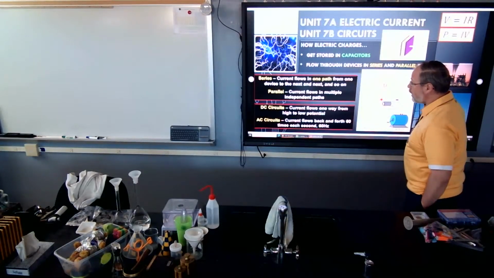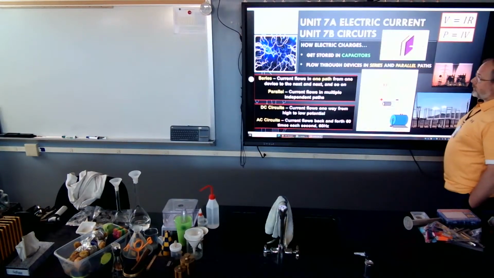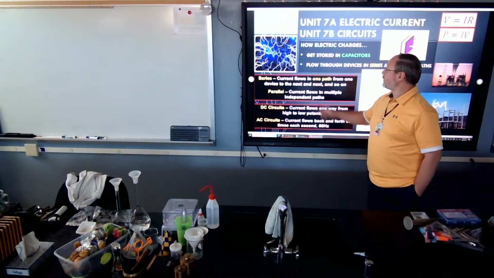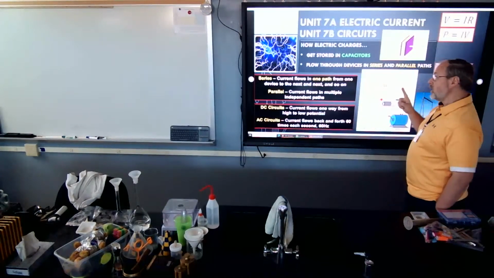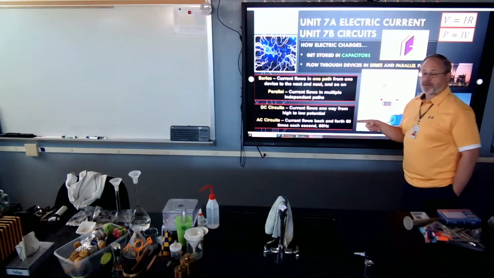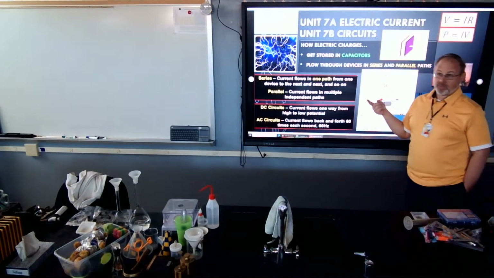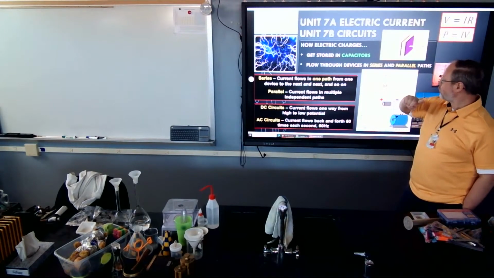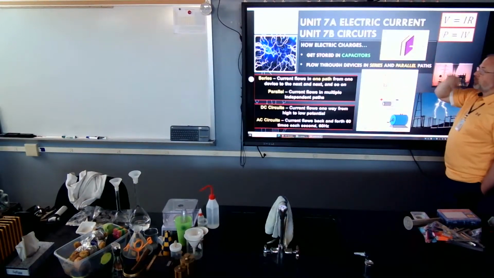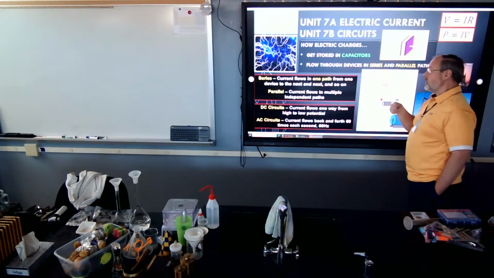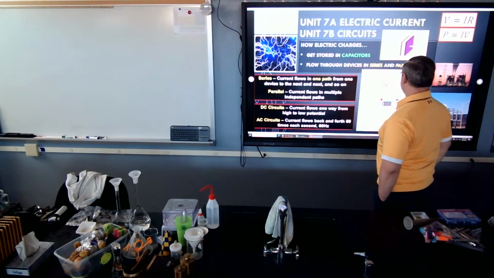current. Now, when we are looking at circuits, there's 2 types of circuits. There's a series circuit where current moves in one path, and there's parallel circuits where current moves in multiple paths. So if you have a series circuit, there's one loop from the source of the potential to wherever it's going, and then parallel, there's multiple paths.